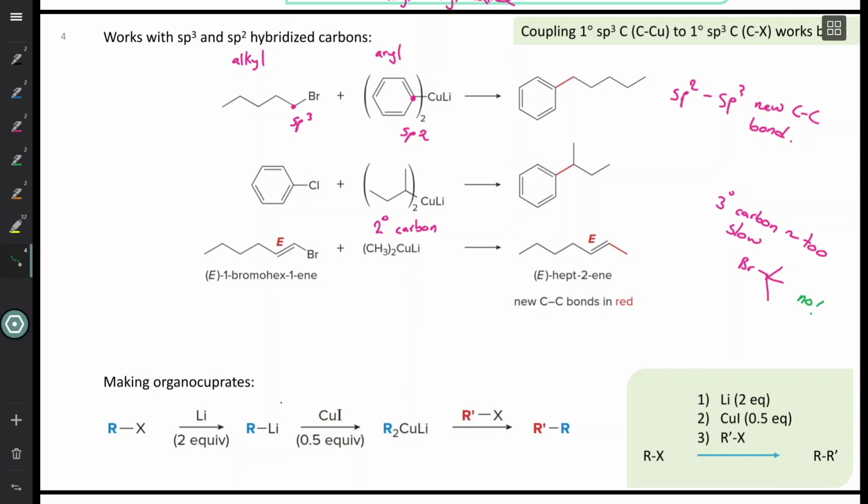And these work with sp2 in a double bond as well, right? The sp2 of an alkene works really well. The nice thing is that it keeps its stereochemistry. So if it was cis, it stays cis, and if it was trans, it stays trans.